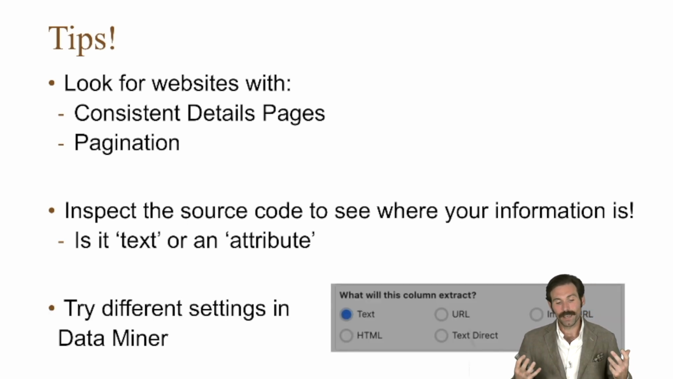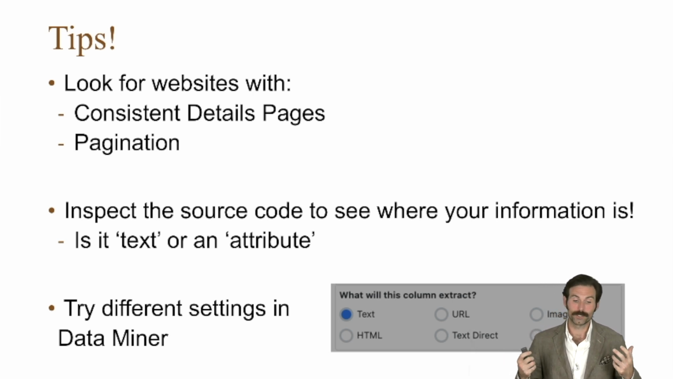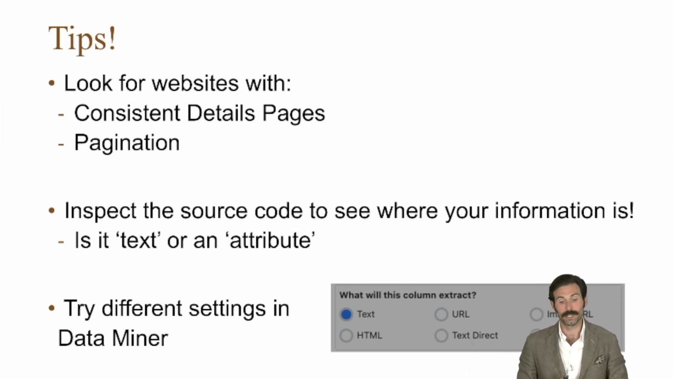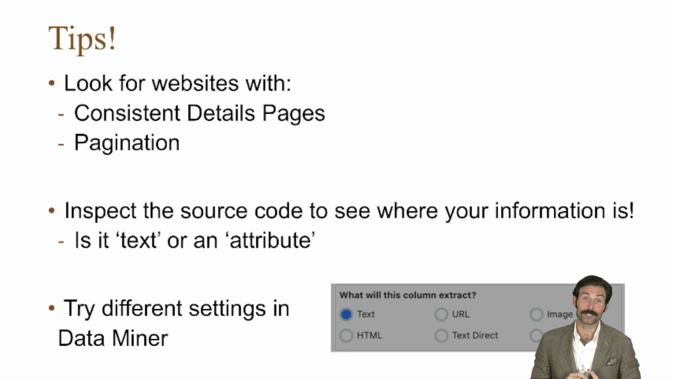And just to highlight that if something isn't working, probably one of the first steps is just to play with the different settings on DataMiner. Change your search from text to URL to other attribute, and see also what DataMiner suggests for you. Sometimes it will give you a list of different attributes and you can click one. And we've seen examples of that in the tutorial.